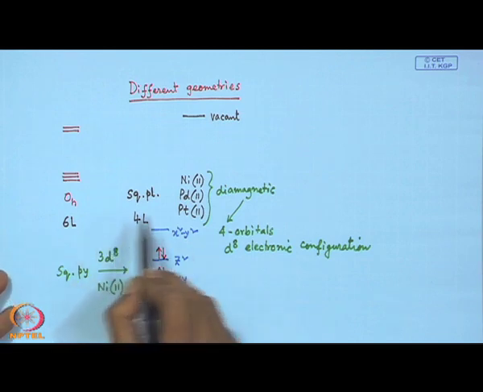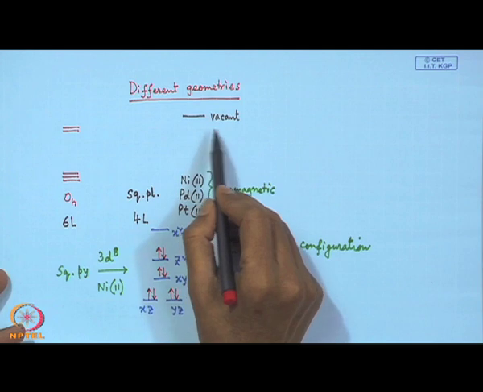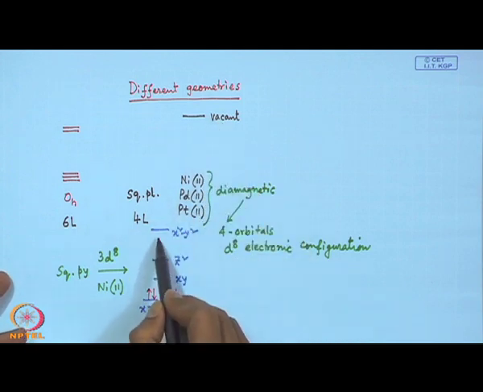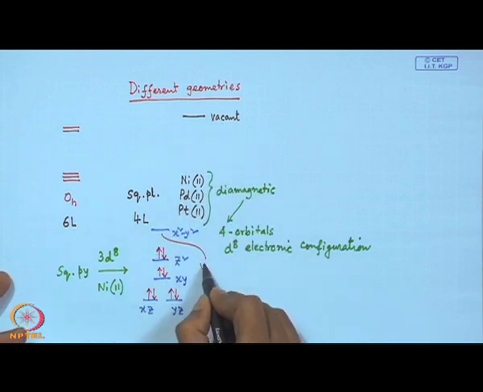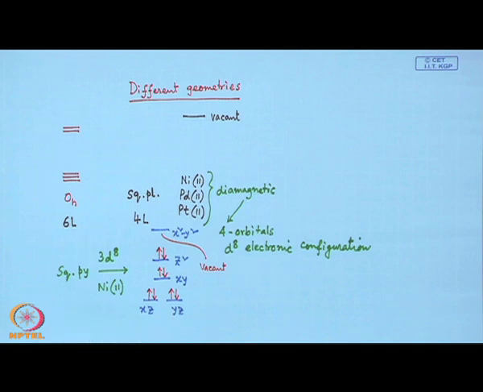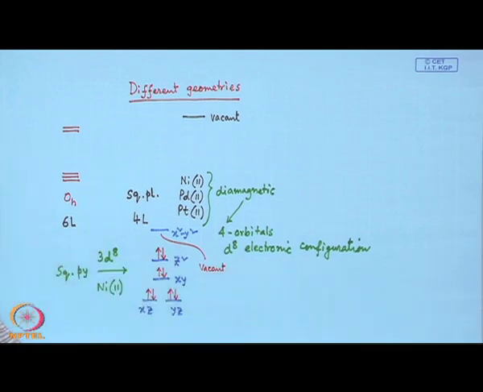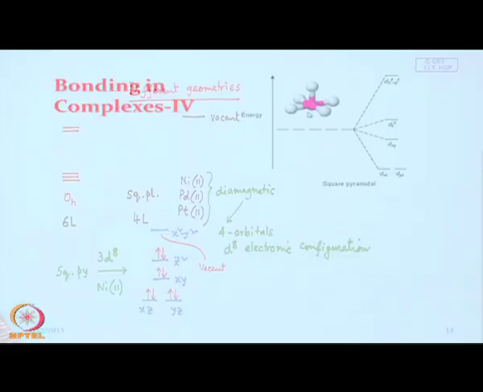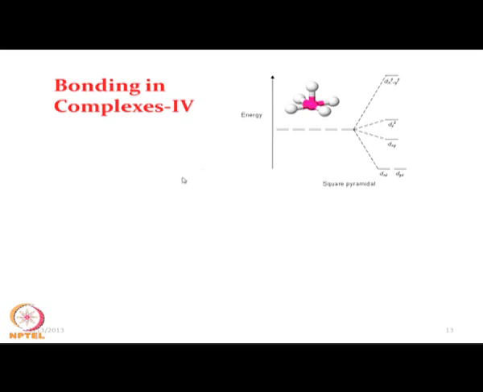So, compared to the square planar environment, we have the vacancy here. Similarly, here also we have a vacant level in the xy plane for the square pyramidal geometry. So, we will be able to write this particular configuration in a particular geometry, which is square pyramidal in nature.